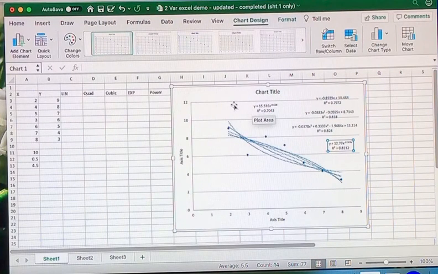Okay? Anyway, so based on this idea, these are all my equations of best fit, and that's how you do that. Now, according to this, my power function is the worst. My linear is second worst. My exponential is third best. My quadratic, very close to exponential, is second best, and then my cubic tends to be the best.